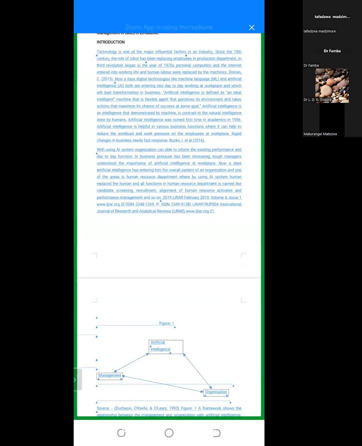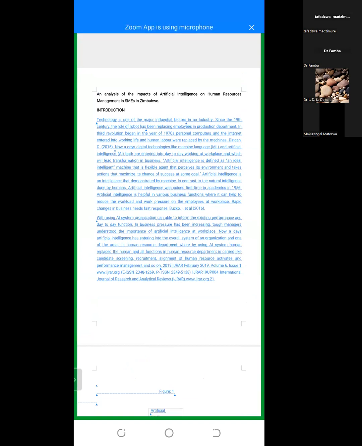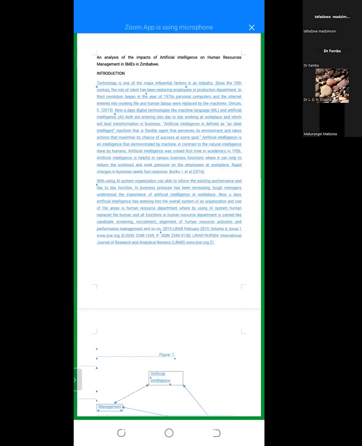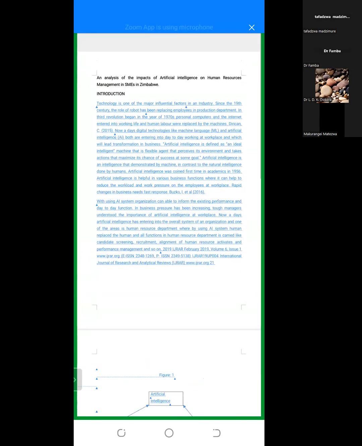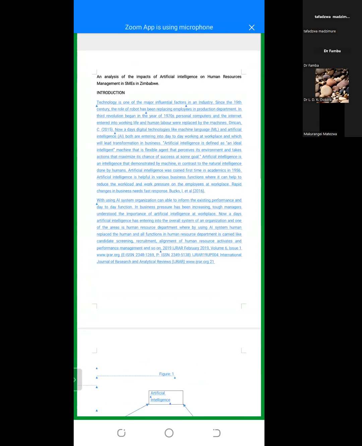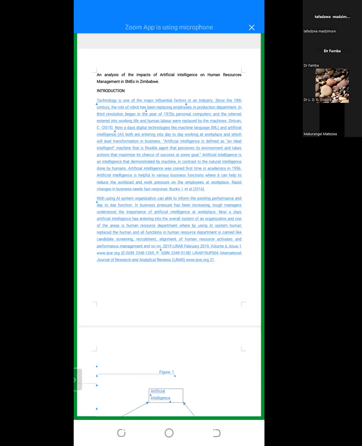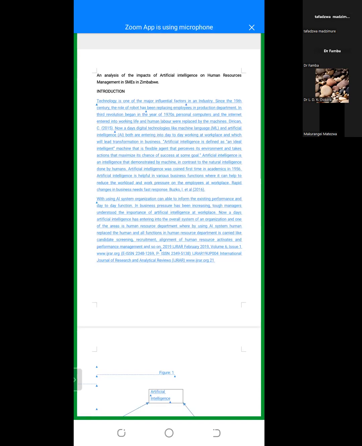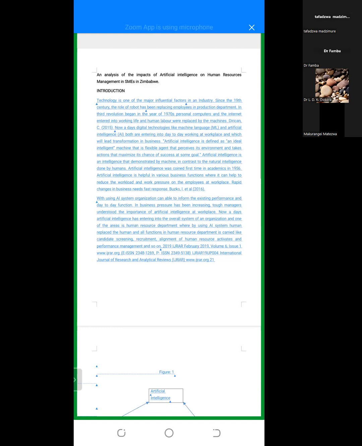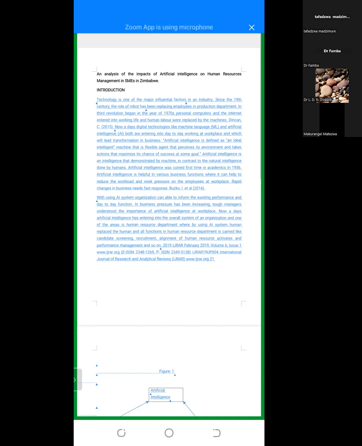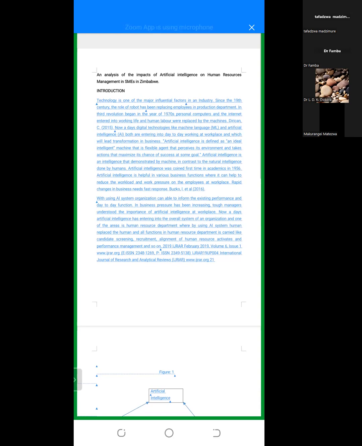Maybe let me just read the first statement. Our topic was an analysis of the impact of artificial intelligence on human resource management in small to medium enterprises in Zimbabwe. Then the introduction. Technology is one of the major influential factors in an industry. Since the 19th century, robots have been replacing employees in production departments. The third revolution began in the 1970s, when personal computers and the internet entered working life and human labor was replaced by machines. I'm sure that's the first paragraph that we have.